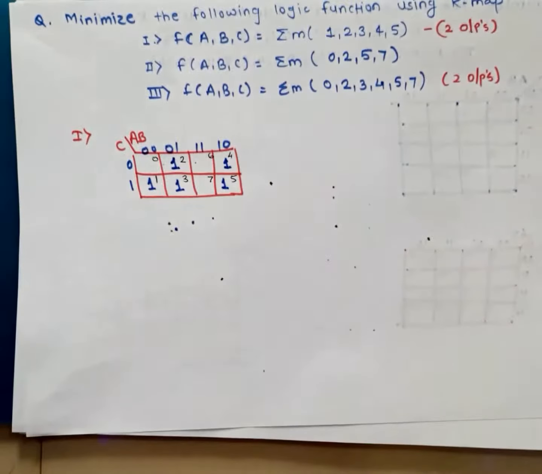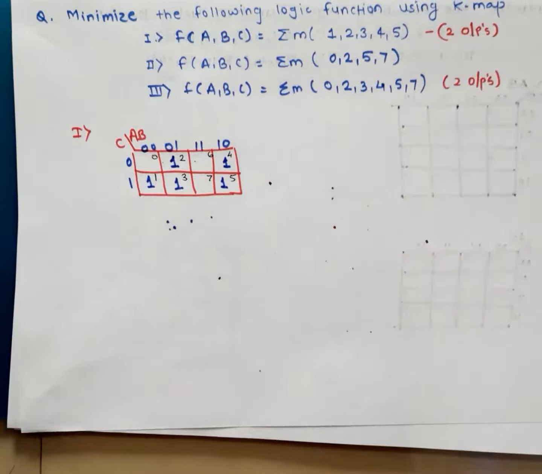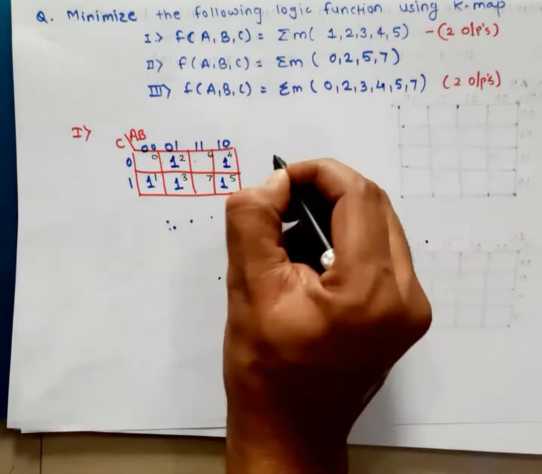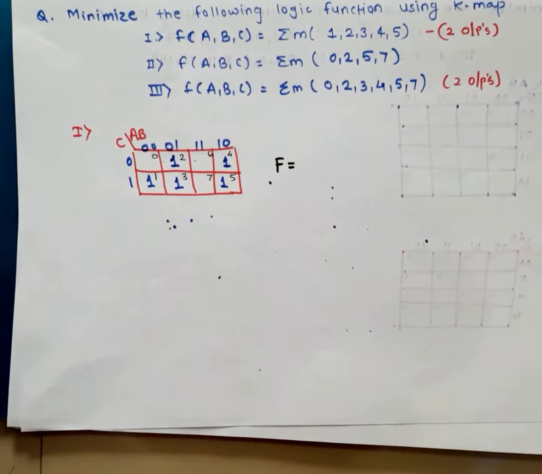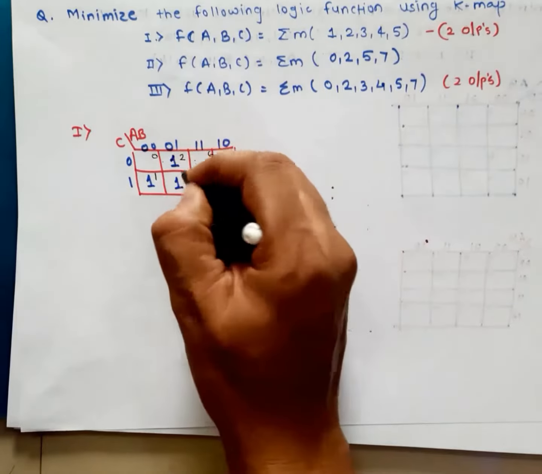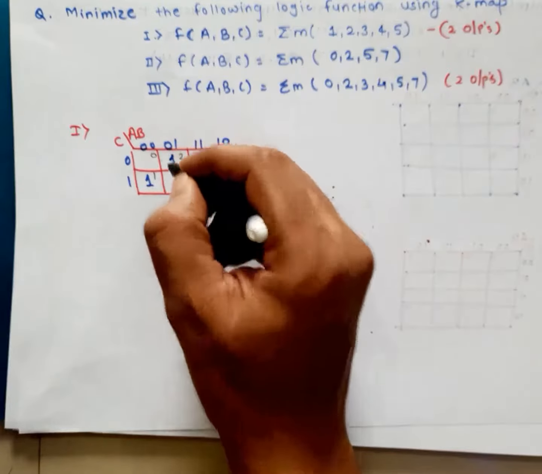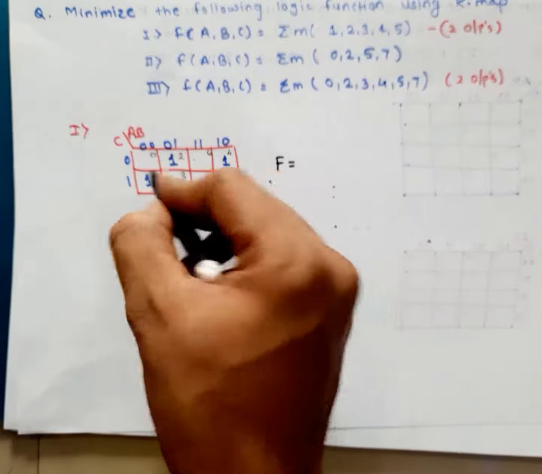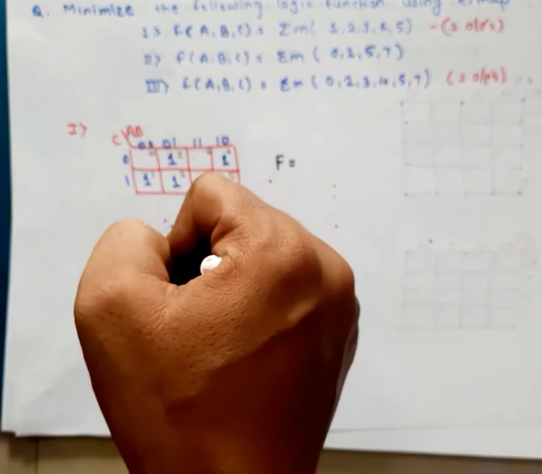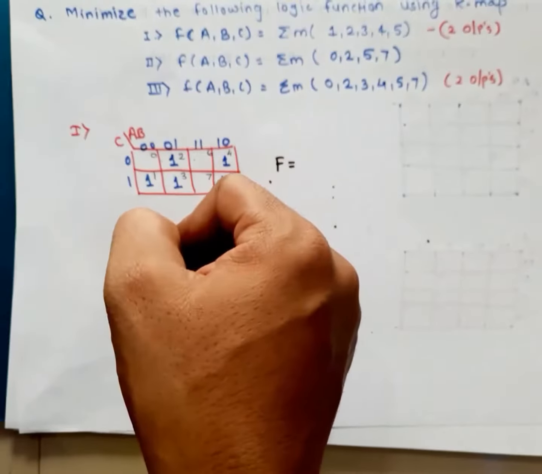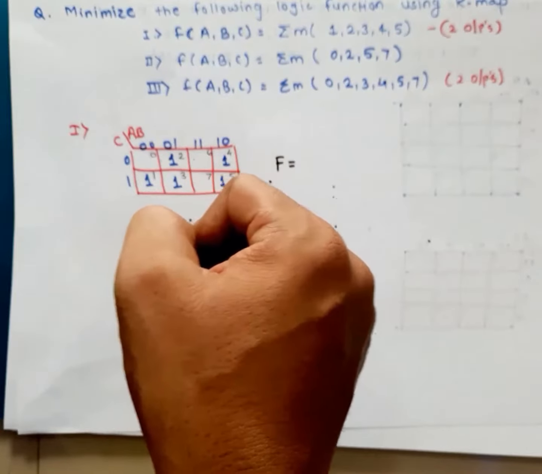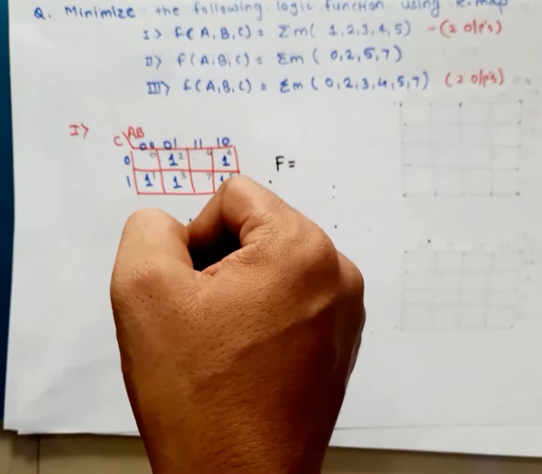Now in this example we'll get two different kinds of output. How is that? Now we'll see. First we need to make a group. While making a group, see here it is a vertical group, so is it possible to make a group of 8 cells, because the total number of cells is 8? Not possible. Then go for a group of 4 cells. Is it possible? No. Then a group of 2 cells?